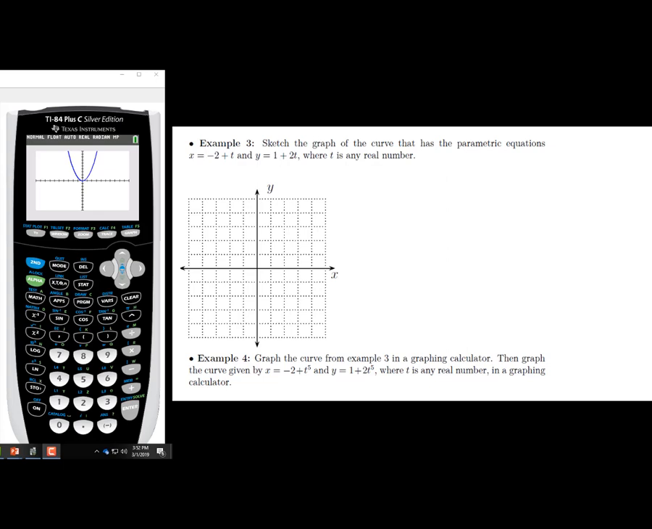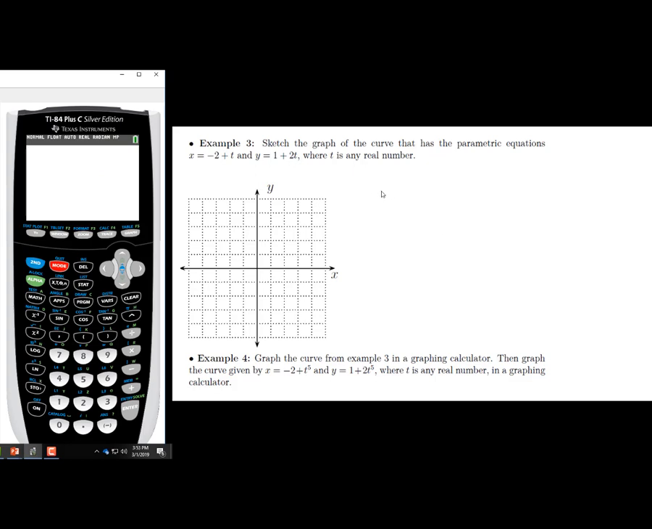In this last example, I would like to not only graph these parametric equations and also eliminate the parameter to see what the rectangular equation is, but also use our graphing calculator to help us out. So you can see our graphing calculator over here on the side. I have something else showing here, so let's go ahead and quit there. All right, so first let's just go ahead and sketch this graph ourselves.